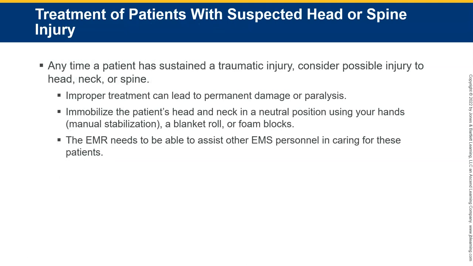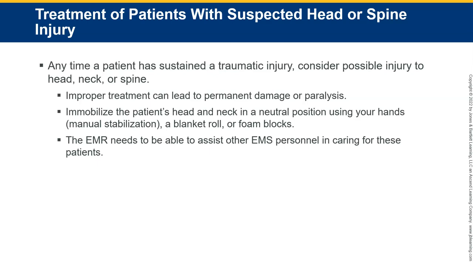So treatment of patients with suspected head or spine injury. Anytime a patient has sustained a traumatic injury, you need to think about there could be some damage to the head or their neck or the spine. In the event that there is, and we don't do a very good job of treating them, we can cause some permanent damage or maybe even paralysis. So we need to immobilize their head and the neck in a neutral position.